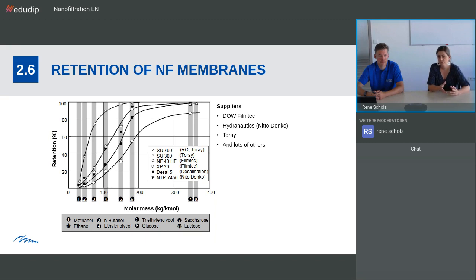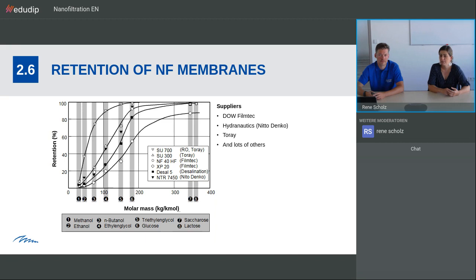So to have a summary, let's say, we can say the retention is different for different nanofiltration membranes. Doesn't mean some membranes are worse than others. It means they are maybe useful for different applications. We have seen that the separation and retention mechanisms of the nanofiltration membrane are more complicated than reverse osmosis. That does not necessarily mean that the handling is more complicated, because the handling is really quite similar.